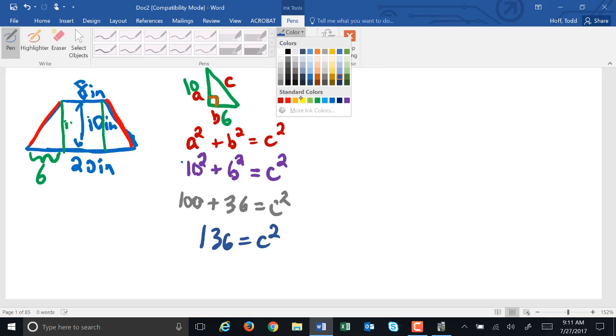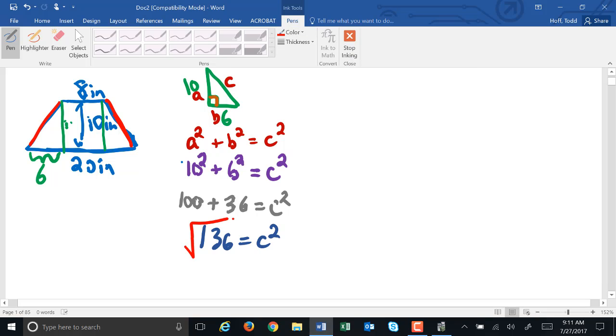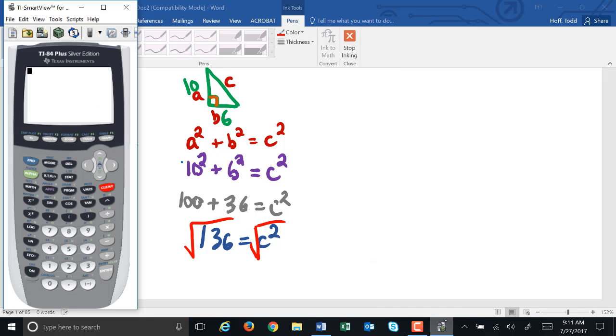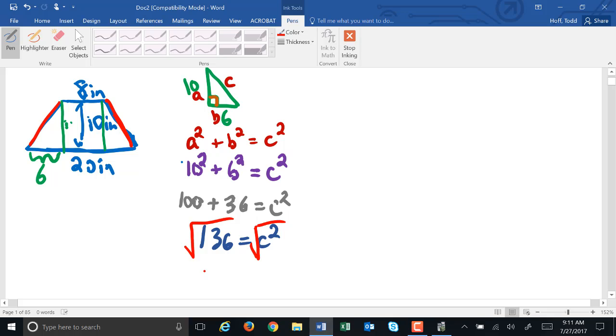So we have to square root. We have to use our square root key on our calculator. Square root of 136 is going to be 11.66. So this side is 11.66 on each side.